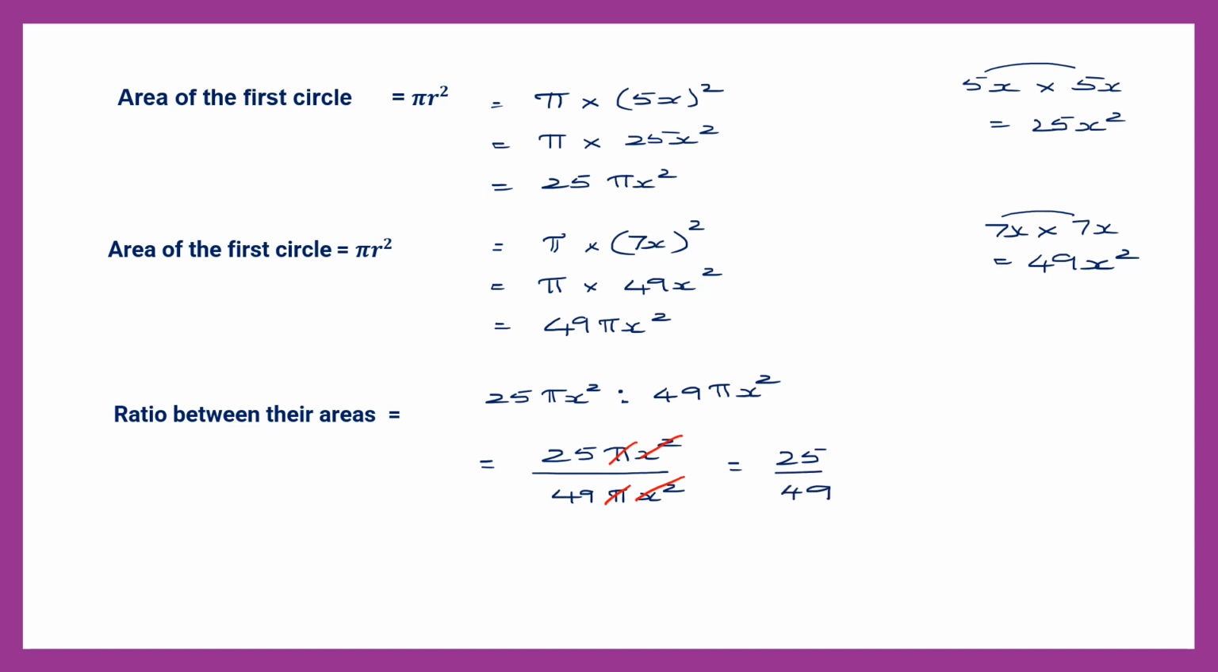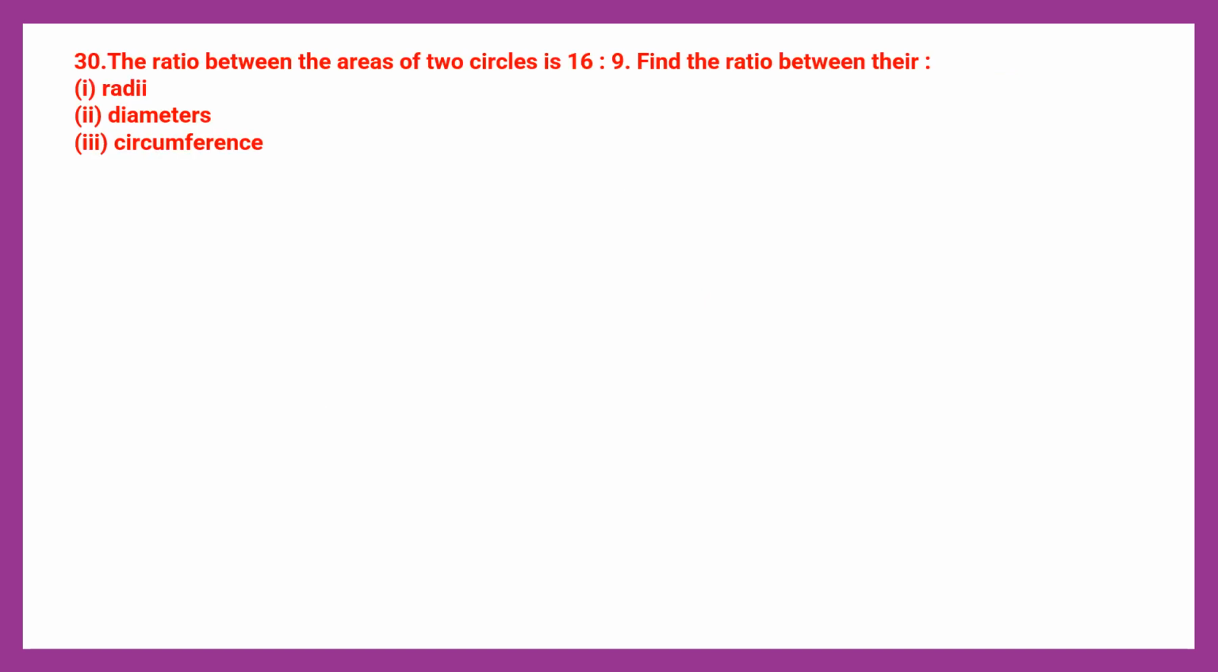And if I have to write it as a ratio, it becomes 25 is to 49. So now I have got the ratio between their areas, which is 25 is to 49. Question 30. The ratio between the areas of two circles is given to us.